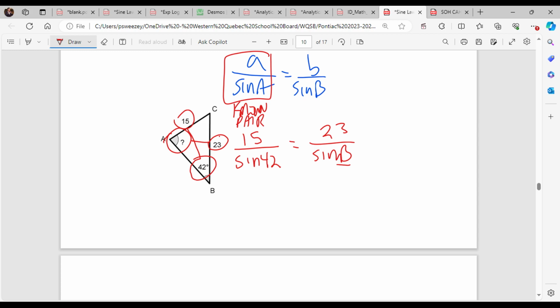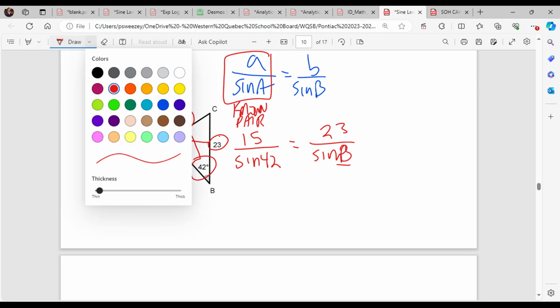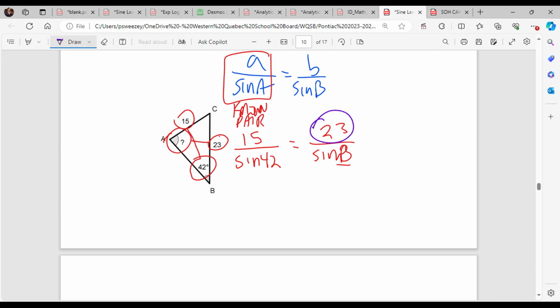The only problem with solving for this B, I swear my B is terrible, is that there's that sine in front of it. It's going to add an extra little step here. But procedure-wise, I found my known pair, put it into the formula, and then I cross-multiply. So nothing really changes. Multiply by the diagonal, divide by what's attached to that. That process is the same every single time. So 23 times sine 42 divided by 15.